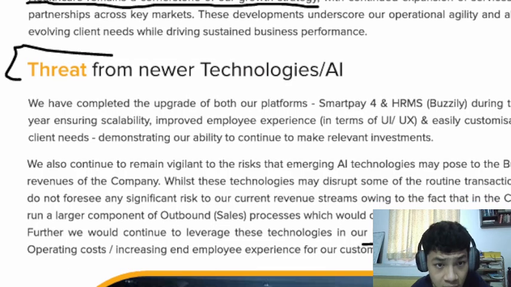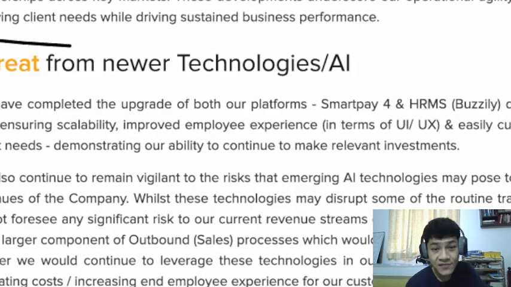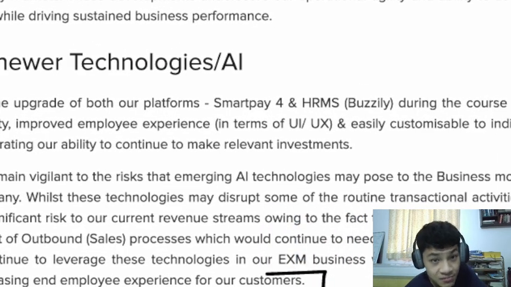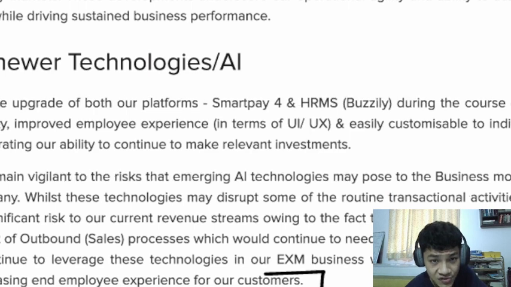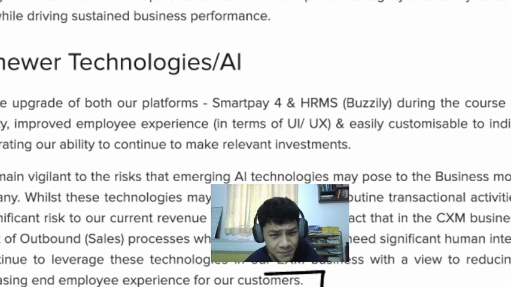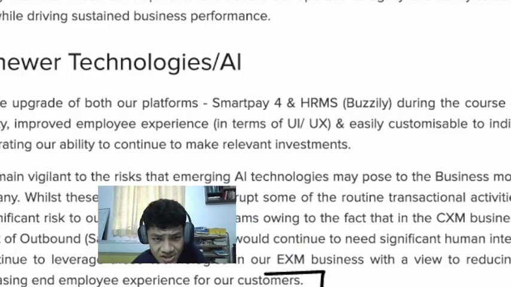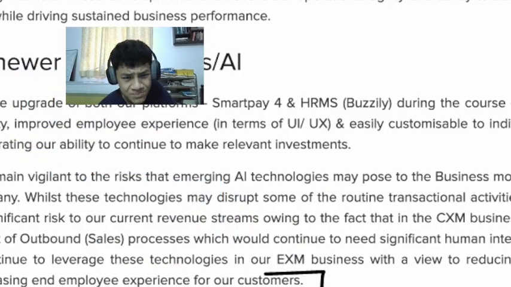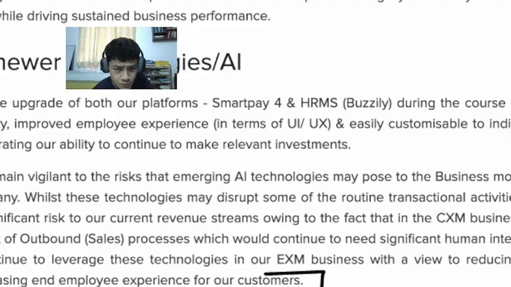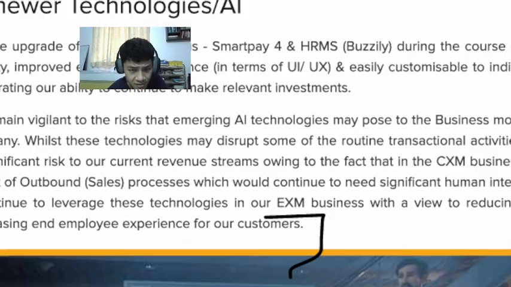One, they have completed the upgrade of both our platforms, SmartPay 4 and HRMS. SmartPay is payroll processing, HRMS is human resource management systems. I think this is a big paragraph.